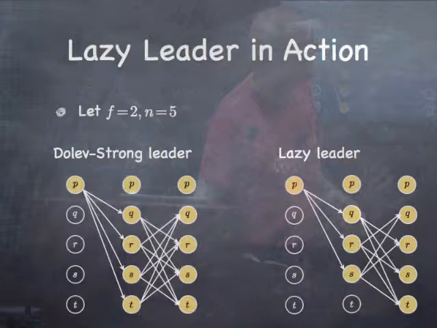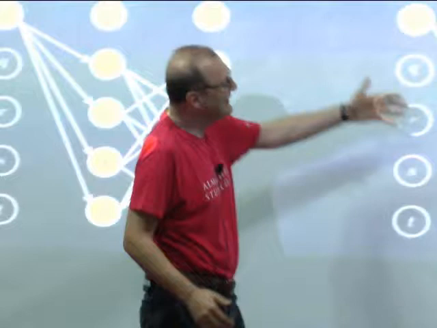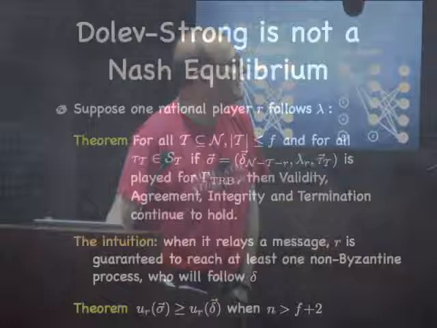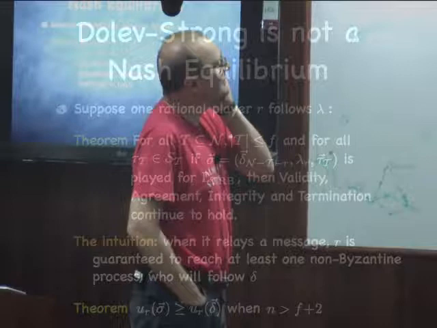So for instance, in the next round in Dolev-Strong, I would have something like this. Here, the lazy leader could still be guaranteed that all correct processes are going to get the message, and then all are going to be able to achieve agreement and what is required. To make that a little more precise, again, what I would like to show is that Dolev-Strong is not a Nash equilibrium. The first thing I have to do is to argue, which in part I've already done, that it is okay, it is rational, in fact.